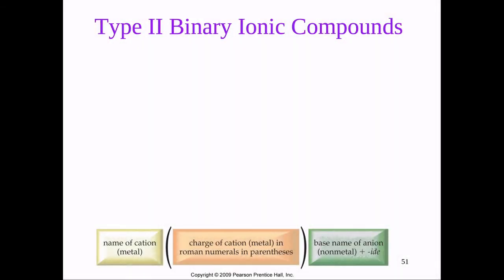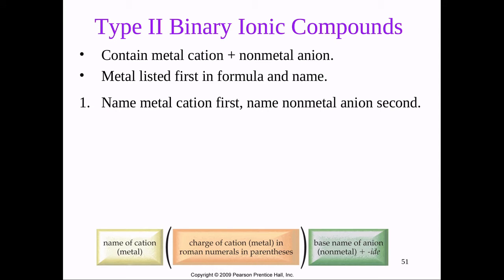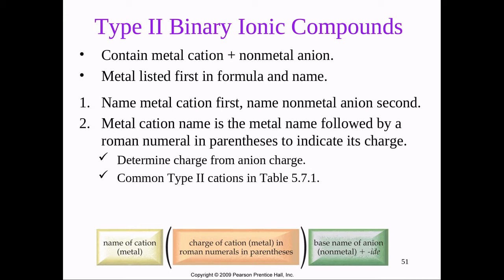Okay, let's go through the rules for naming a type 2 binary ionic compound. This is where it's not clear to us immediately what the charge is going to be on the metal. So it, again, contains a metal cation and a nonmetal anion. The metal is going to be listed first. We're going to name the metal cation first, and the nonmetal anion second. The metal cation name is the name followed by a Roman numeral in parentheses to indicate its charge. So the caveat here for the type 2 is that we need to indicate the charge on the metal.